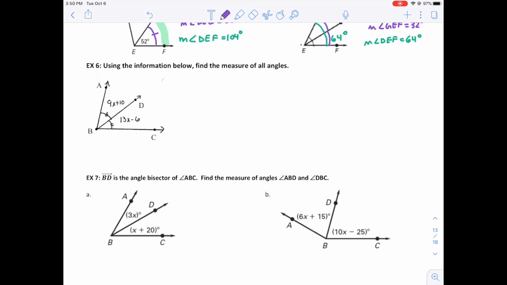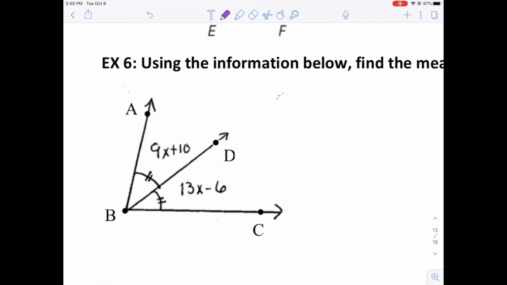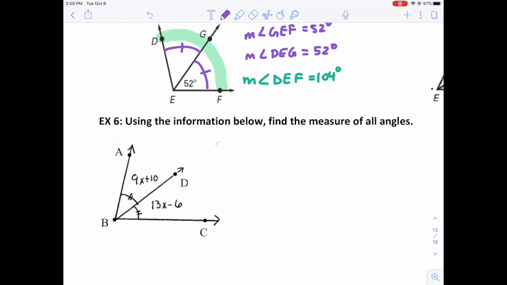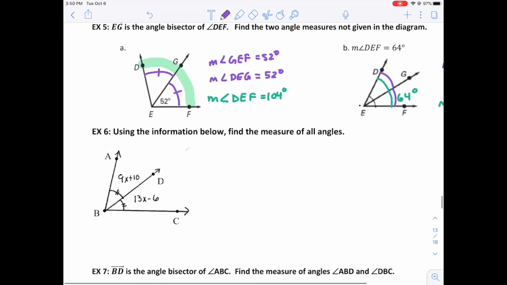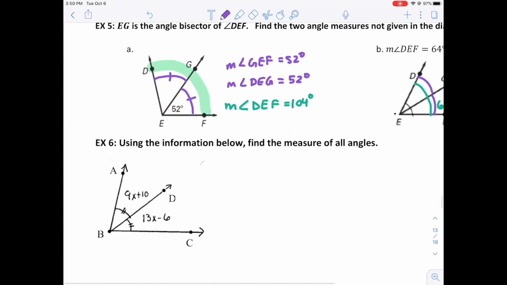Okay, so we are going to do example 6 and then example 7 and we'll be done. Example 6 says, using the information below, find the measure of all angles. One really important aspect of this diagram is the fact that there are arcs on angles ABD and DBC. So I can assume that ray BD is an angle bisector because I know that those two angles are congruent.